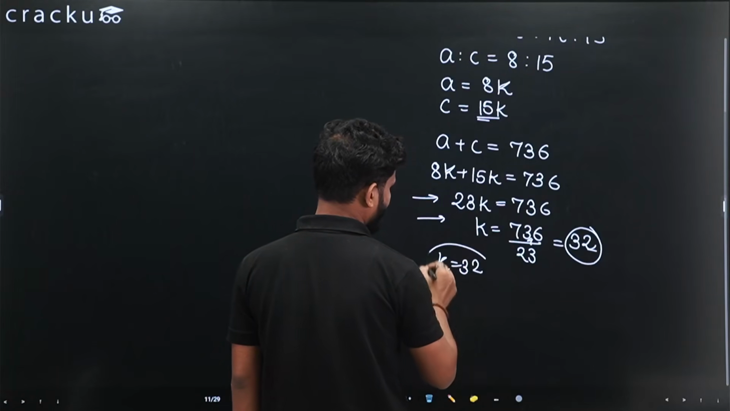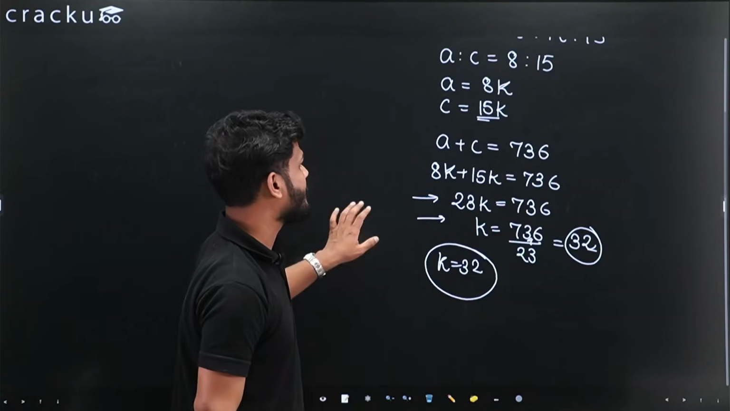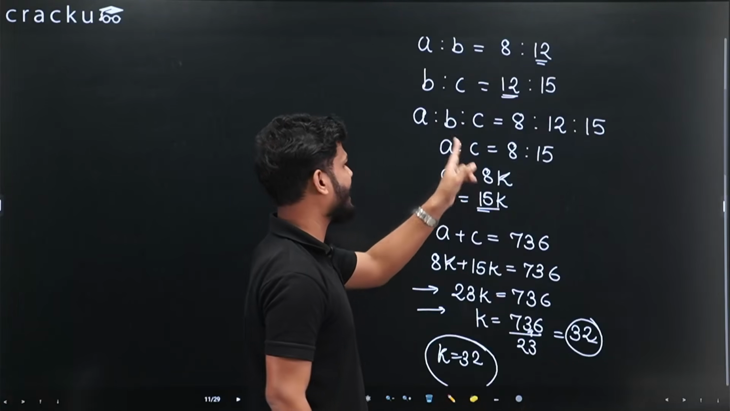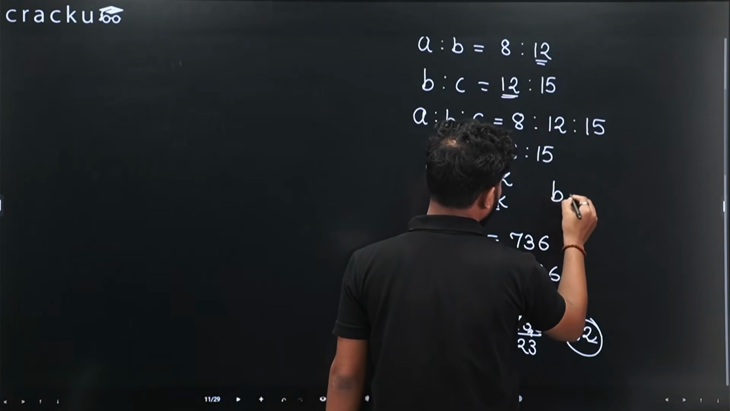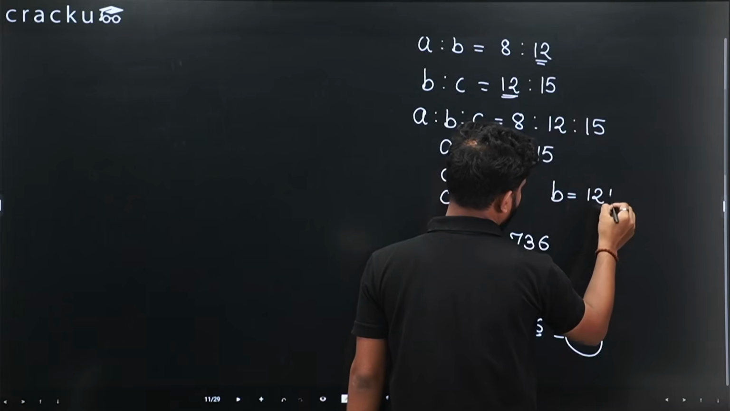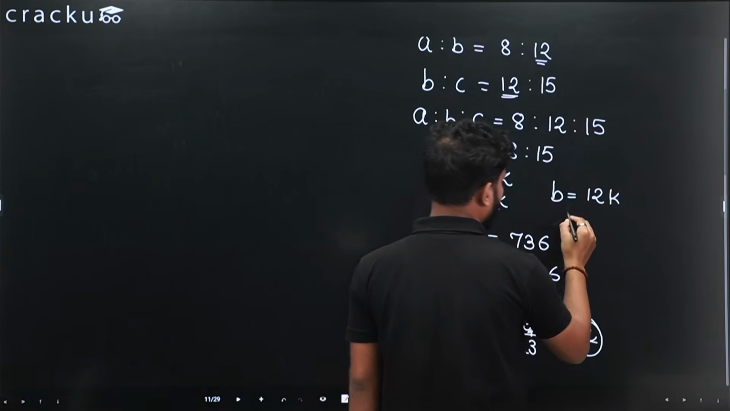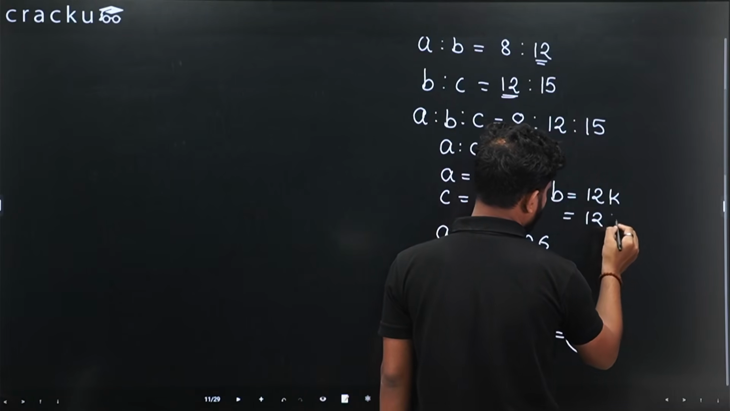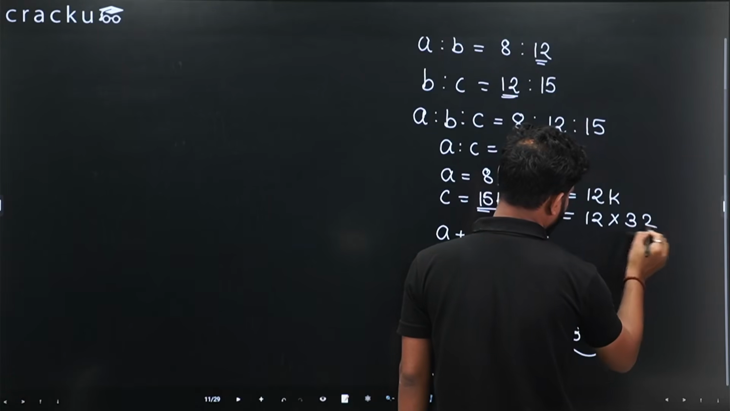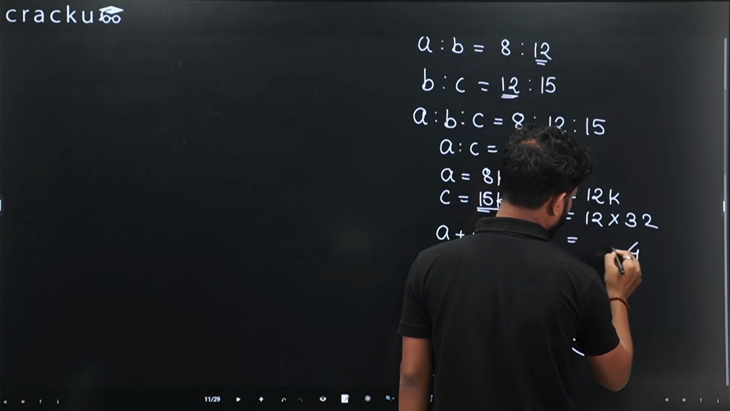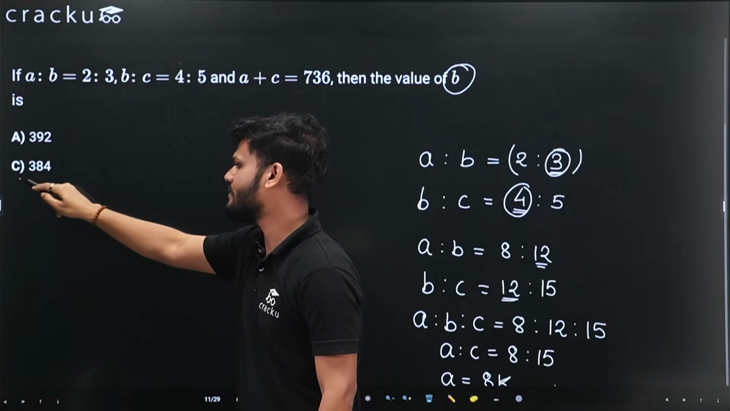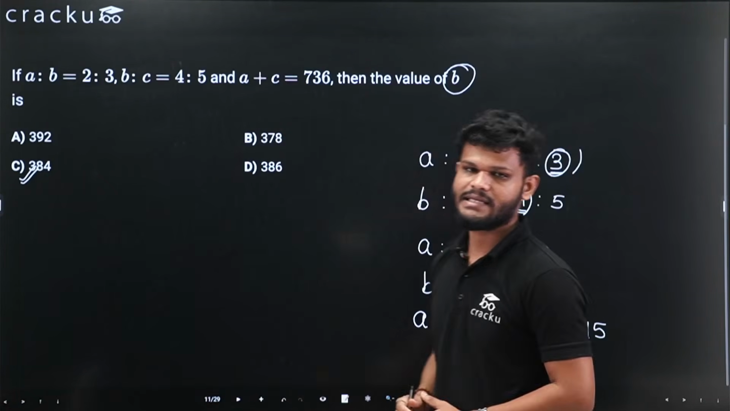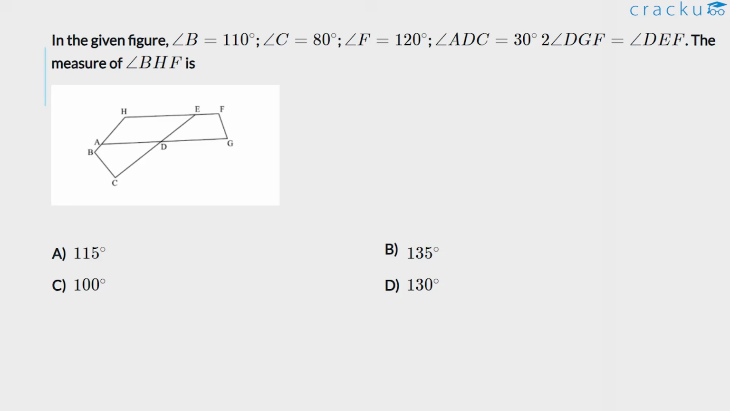What we need to find is B. As A is 8K, C is 15K, B will be 12K. What is the value of K? It is 32. So this is 12 into 32. This will be 384. Value of B will be 384, which is given in the options. So this is how you solve this question.